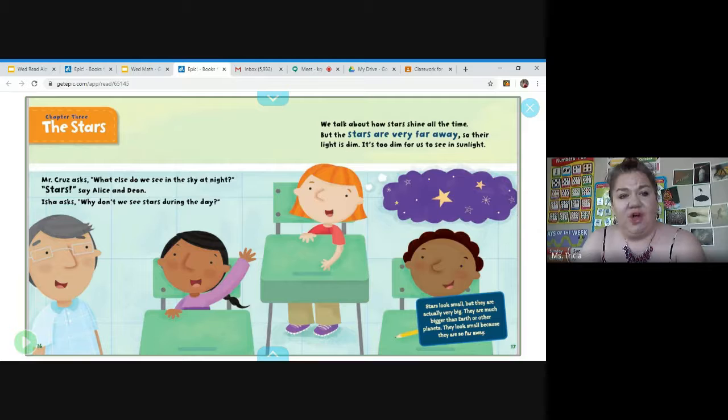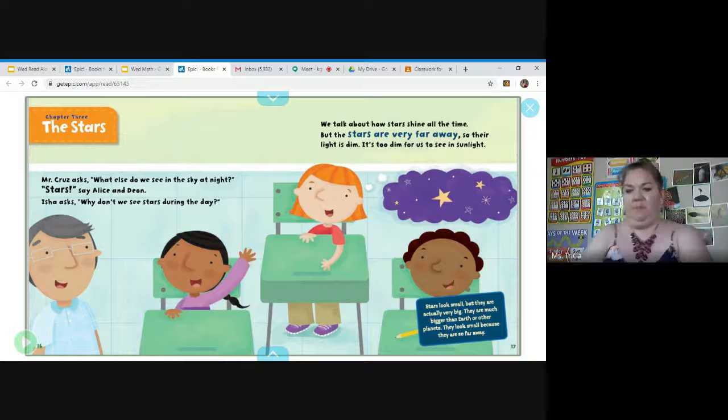Chapter 3, the stars. Mr. Cruz asks, what else do we see in the sky at night? Stars, says Alice and Dion. Isha asks, why don't we see stars during the day? We talk about how stars shine at night, but the stars are very far away, so their light is dim. It's too dim for us to see in the sunlight.